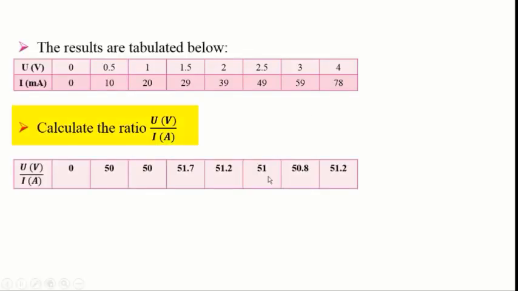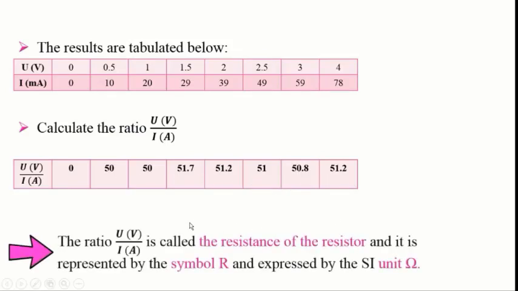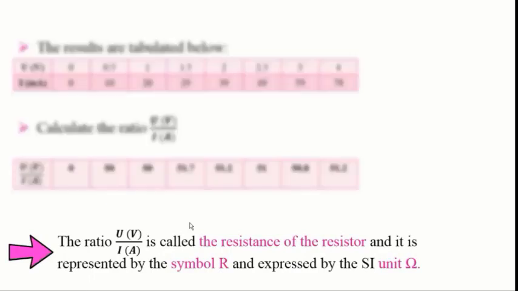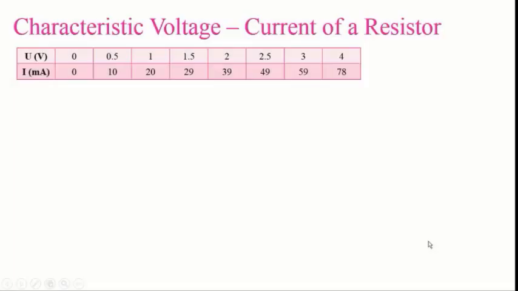Now let's calculate the ratio U over I. When calculating this ratio, we can observe that the value is constant. This ratio is called the resistance of the resistor, and it is represented by the symbol R and expressed by the SI unit ohm. Now we will use the values obtained in the table to draw a curve.